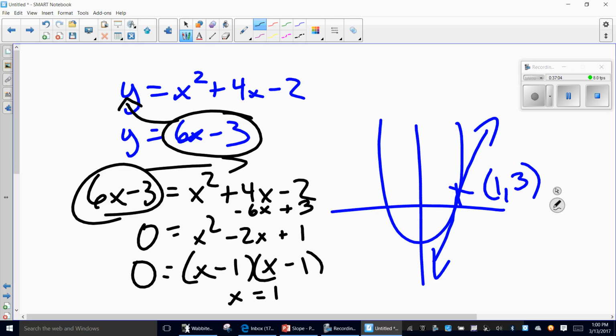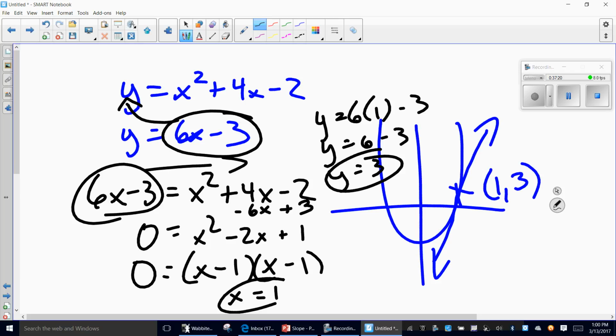Okay? So you can plug it into door number 1, or you can plug it into door number 2. I like door number 2 because it's linear. It's a little bit easier. So y equals 6 times 1 minus 3. So y equals 6 minus 3. So y equals 3. So your point is 1, 3. Okay? Successfully. Yeah, awesome. Any questions?